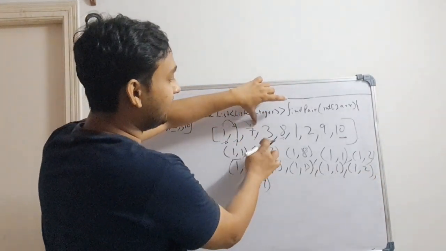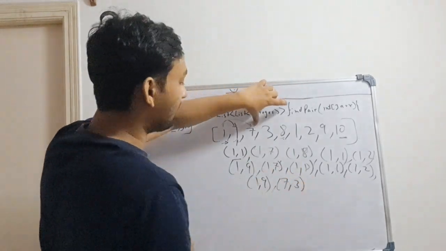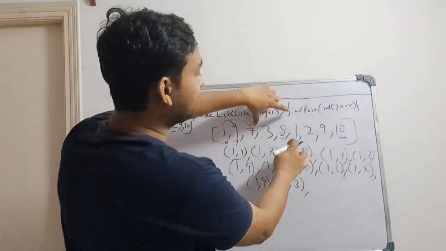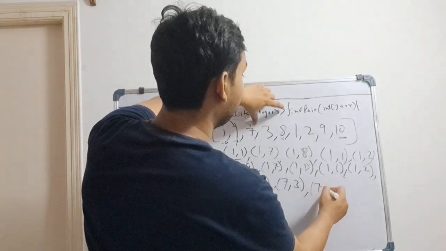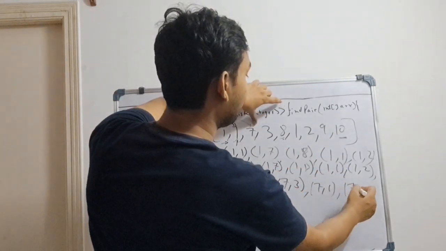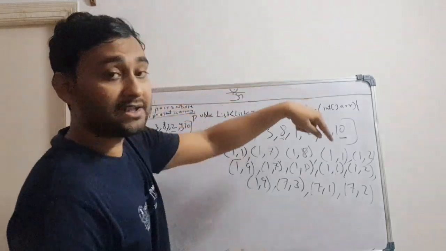Okay, then I will check with 7. 7 plus 3 is 10, it's present, so 7 and 3 will come. Then 7 and 8 is not present. 7 plus 1 is 8, yes, so 7 and 1 will be there. Then 7 plus 2 is 9, which is present, so 7 and 2 will also be there. Then 7 plus 10, 17, is not present.